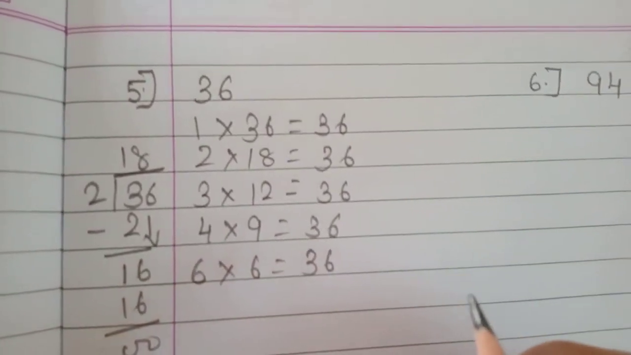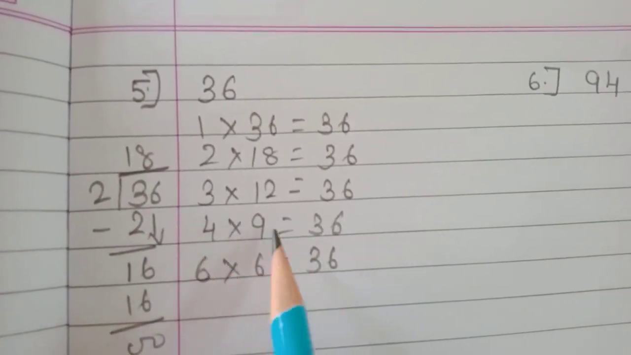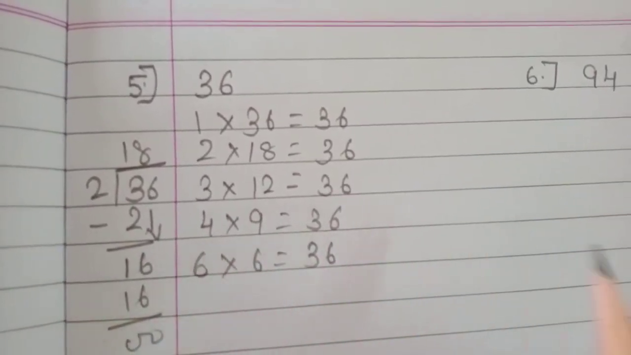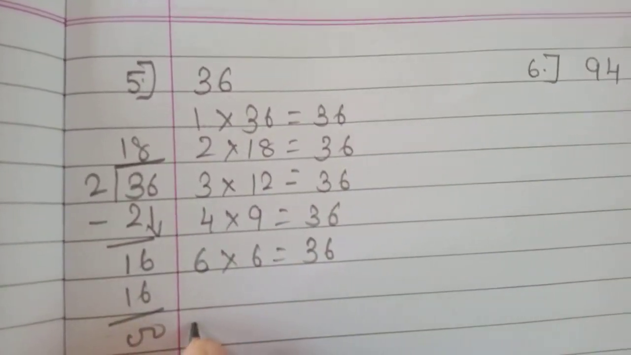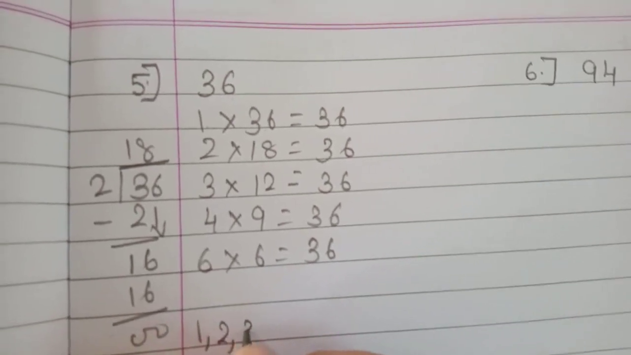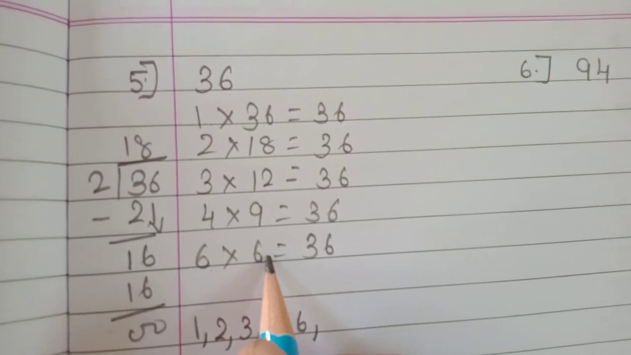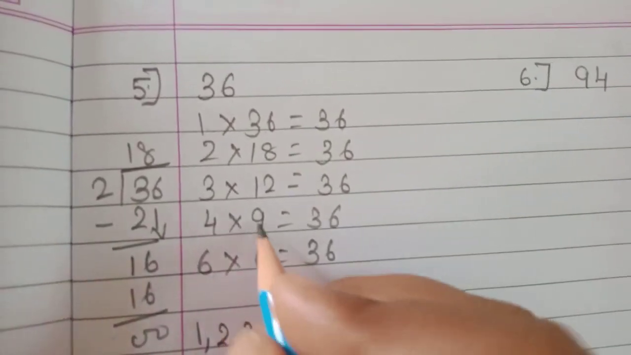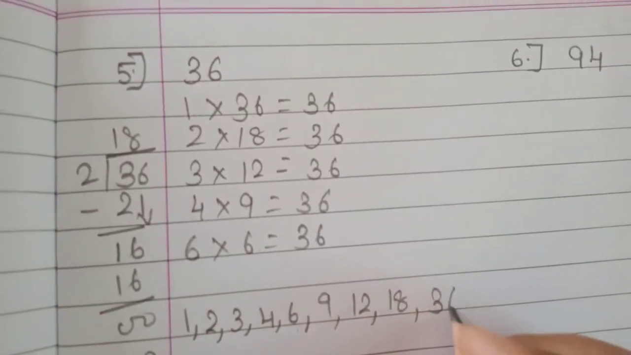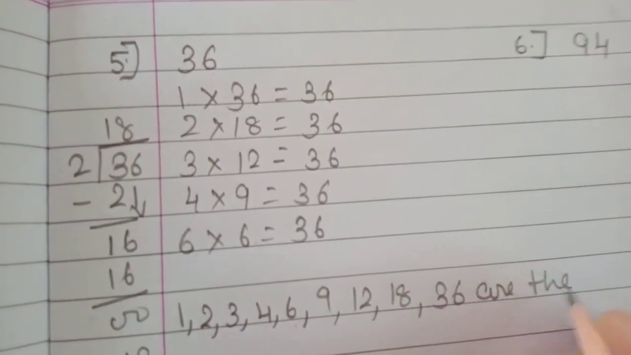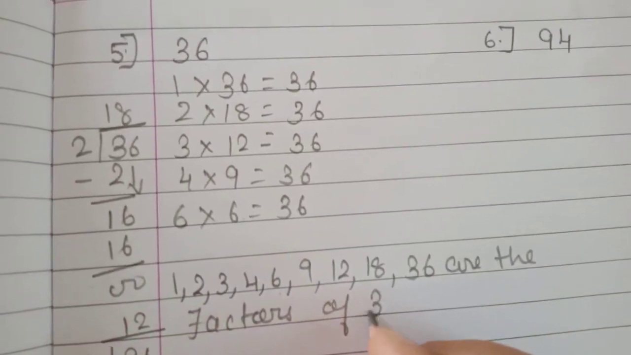Then in the 7 table, no. In the 8 table, no. In the 9 table, 9 4s, that we have written already, 4 9s, okay. Then last, 36 1s are 36, that we have written ahead. So the factors are 1, 2, 3, 4, 6. Here 6 is repeating two times, so we will write only one time. Then 9, then 12, then 18 and 36 are the factors of 36.